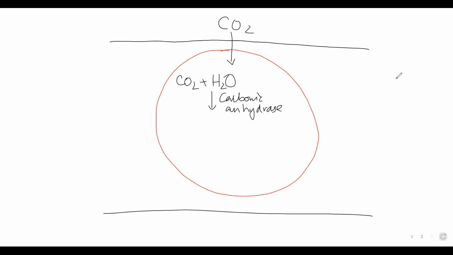This enzyme, when it makes carbon dioxide and water react together, makes carbonic acid, H2CO3, right? And what is the product? That is carbonic acid. And then this carbonic acid further dissociates into bicarbonate, HCO3 negative ions, and hydrogen ions, right?